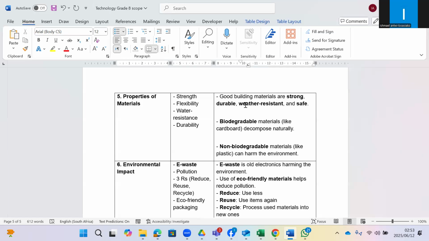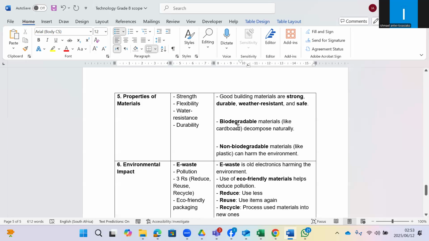They should be strong enough. They should be able to last longer, which is durable. They should be water resistant, and they should be safe. So these are the properties of material. Now, these materials can be either biodegradable or non-biodegradable. What do you mean by these two?